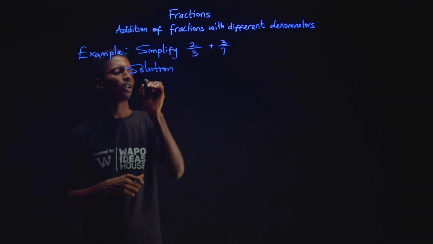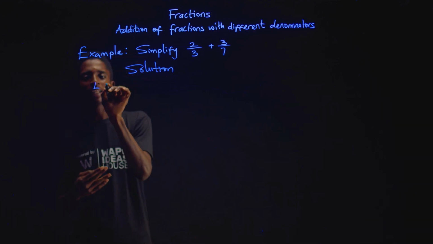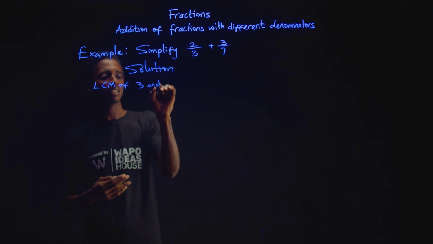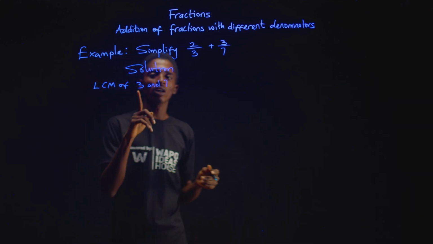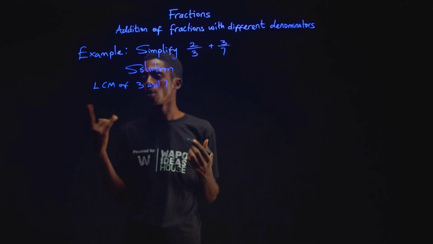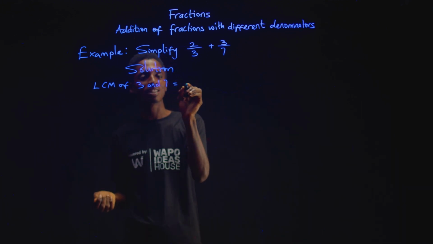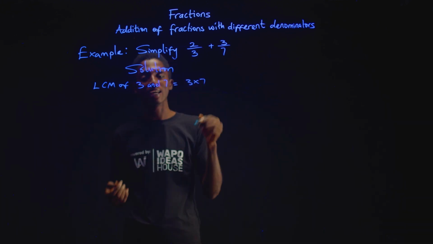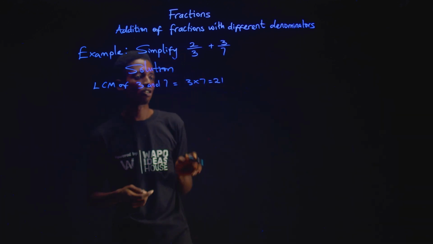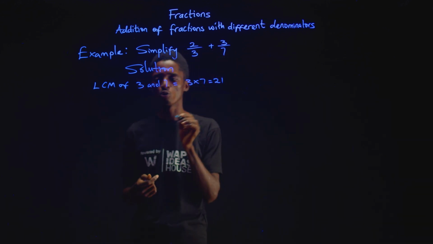Solution. You will still need the LCM of the denominators. So you have to find the LCM of 3 and 7. Now, in a case where you see that the two denominators do not have a common factor, the LCM is just the product of the two of them. That is, the LCM in this case is just 3 multiplied by 7, and that will give you 21.